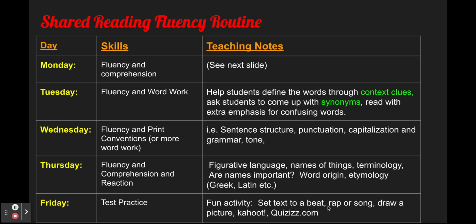Friday, again, you could do something fun like quizzes or a Kahoot or some kind of gamified quiz or test. Have them rap out the text that you've been practicing reading, or do a song around the topic or the words. Create a song around it. Draw pictures. You get the idea. Okay, so that's test practice.